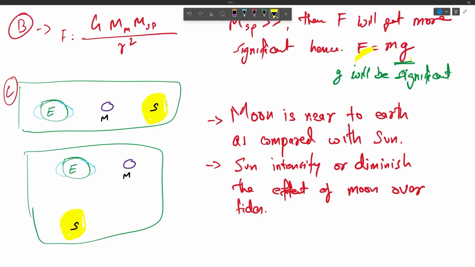Now the sun can play two kinds of role here. If the sun and moon are in a line, then it will intensify the effect of the tide on Earth, and if it is not assisting the moon's gravitational force, then it will try to diminish the effect of the tide of the moon.